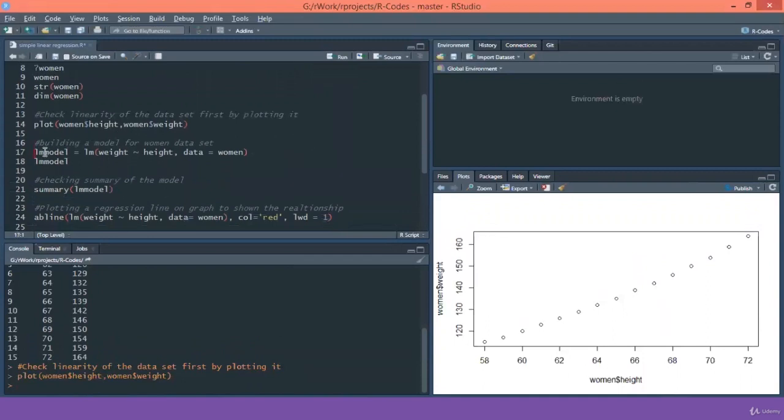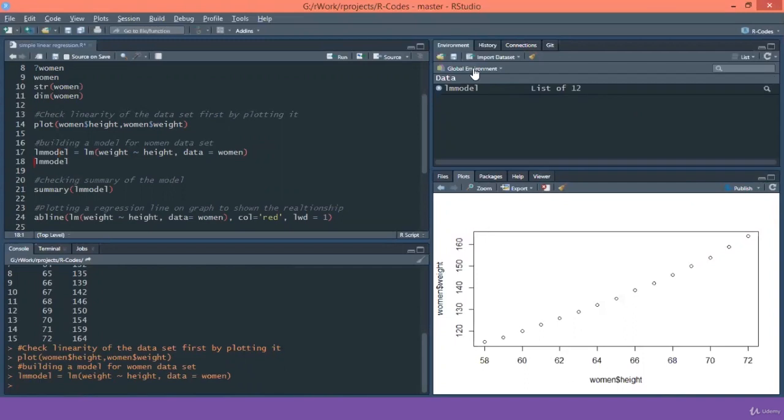So I'm taking a variable lm model and I'm giving the function lm, within which I have given weight, that is my dependent variable. So I am taking my dependent variable in relation to the independent variable. So in simple linear relationship, there is only one independent variable. Then I am giving the name of the data. So it is the women data set. So I have mentioned the name of the data set here.